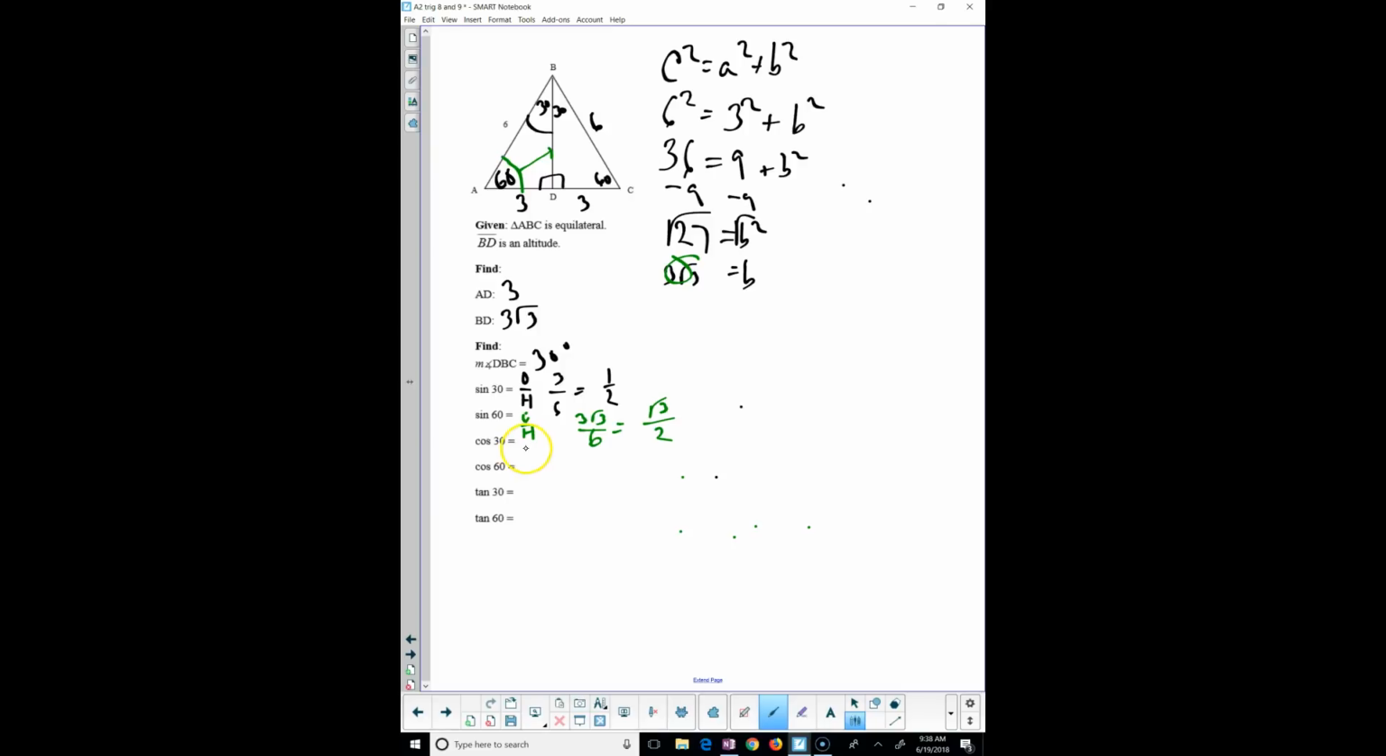If we look at cosine, adjacent over hypotenuse, the adjacent of the 30-degree angle is going to be this one right here, which we found to be 3 radical 3. The hypotenuse was 6. What do you know? Radical 3 over 2. So the cosine of 30 and the sine of 60 are actually the same. The cosine of 60 is adjacent over hypotenuse. Well, the adjacent here of the 60-degree angle is 3 and our hypotenuse is 6. Well, again, 1/2.